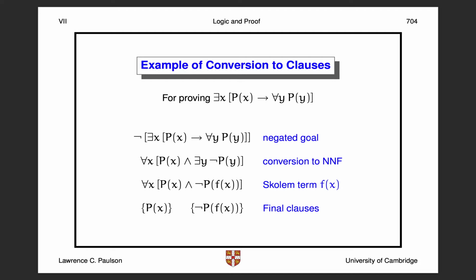So if you are still awake, you'll note that in fact these two clauses are contradictory. And if we can only think of an effective way of revealing the contradiction, then we will have a proof that this negated goal is unsatisfiable, and therefore that this formula at the top is a theorem.